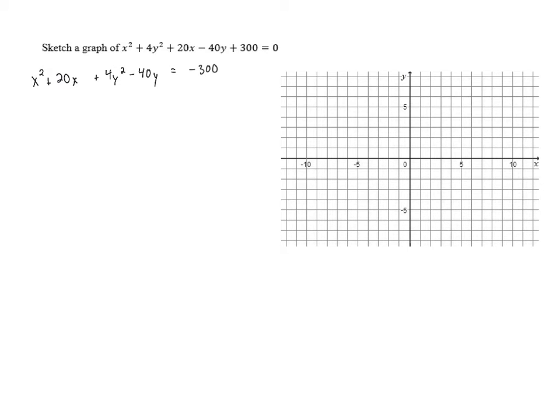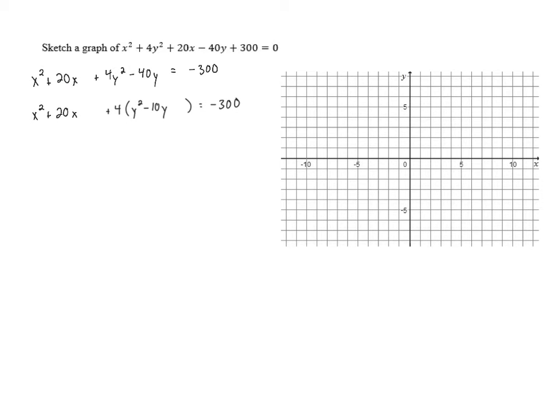Now, before we complete the squares for the y's, we're going to have to factor out that 4. So let's do that now. We're going to keep the x squared plus 20x alone. And then when we factor out the 4 from the y terms, we'll be left with y squared minus 10y. And then on the right-hand side, we still have that negative 300.